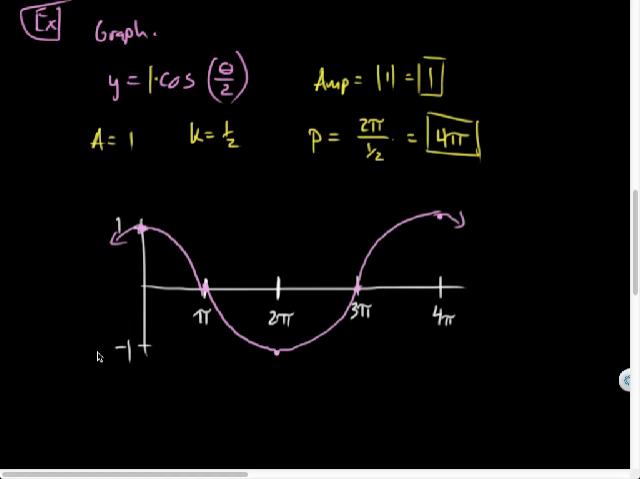So let's consider another one. Let's graph the following. Y equals 1/2 sine of 4 times x. I'll use x instead of theta this time.